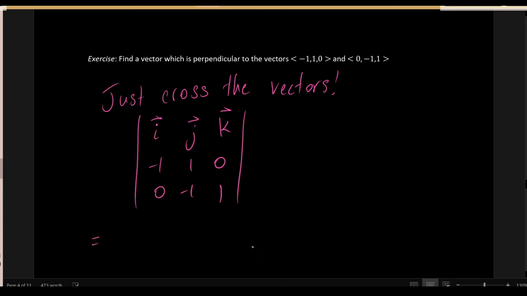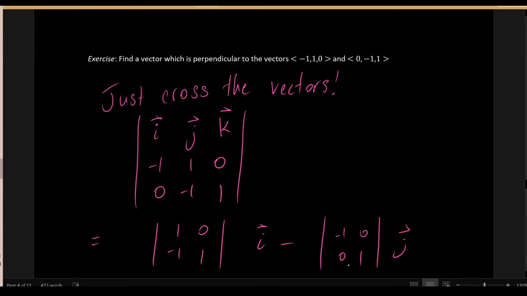Then this is equal to the vector i times the 2 by 2 determinant, excluding the row and column containing i, minus the vector j times the 2 by 2 determinant, excluding the row and column containing j, plus the vector k times the 2 by 2 determinant of the matrix excluding the first row and third column, since that contains k.